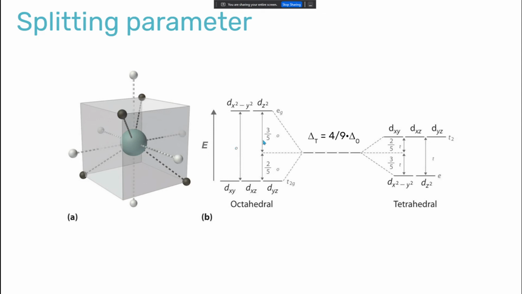Then, if you do the summation for the completely filled energy levels, you will just get 0. That's it. But if you have only 6 electrons, then the stabilization will be this 2/5 multiplied by 6. And then there is also this quantitative relation that for tetrahedral, the splitting parameter is 4/9 of octahedral.